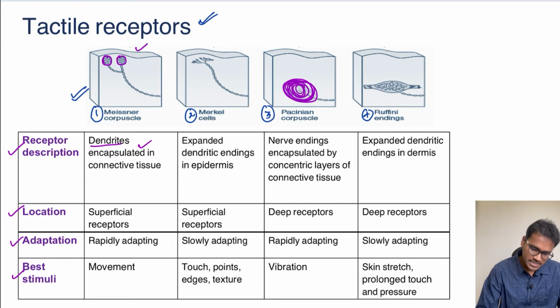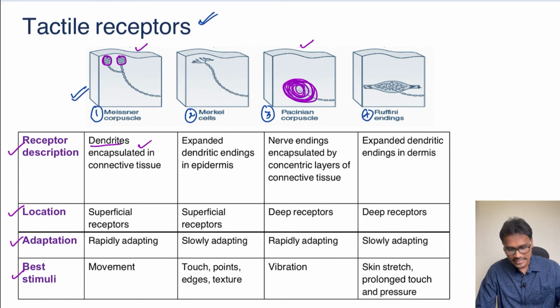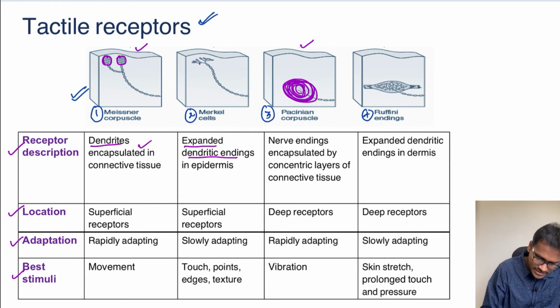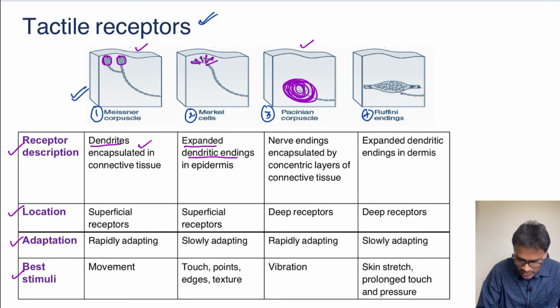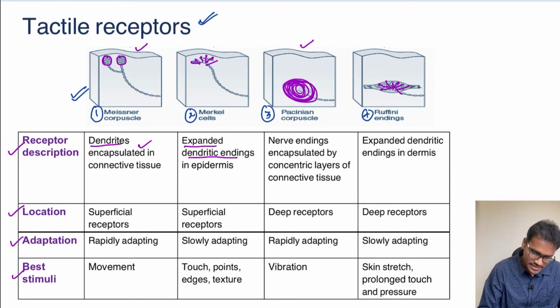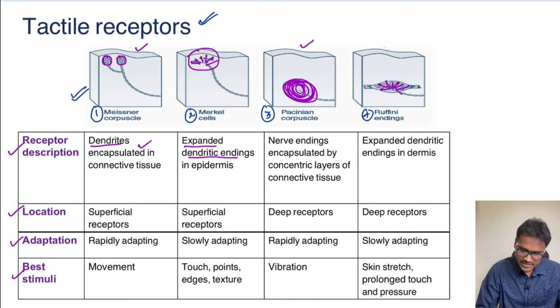So both Meissner's as well as the Pacinian are encapsulated nerve endings, whereas the Merkel cells and the Ruffini are just expanded dendritic endings. Here we can see just the dendritic endings are expanded. There is no encapsulation. In Ruffini also you can see they are just expanded dendritic endings. And we can see here the Merkel disc is in the superficial layer, which is the epidermis, whereas the Ruffini's ending is in the deep layer, that is the dermis.